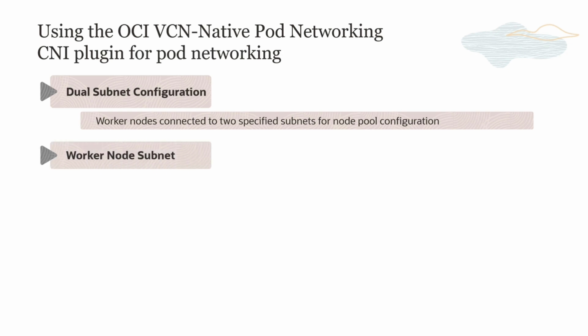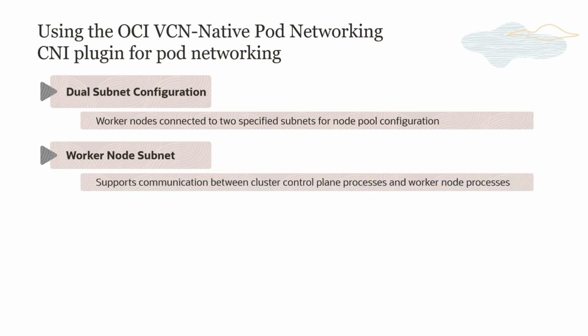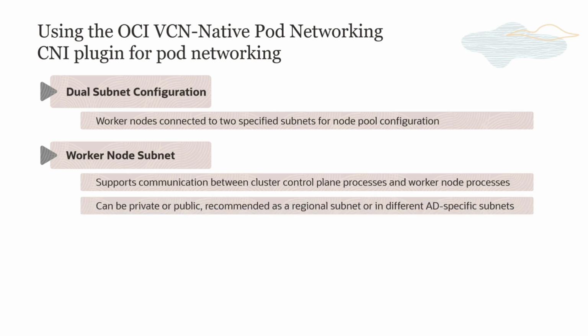Worker node subnet. This subnet facilitates communication between the processes on the cluster control plane, such as Kube API Server, Kube Controller Manager, or Kube Scheduler, and worker node processes such as Kubelet or Kube Proxy. It can be private or public, with a regional subnet or different availability domain specific subnets as recommended options.